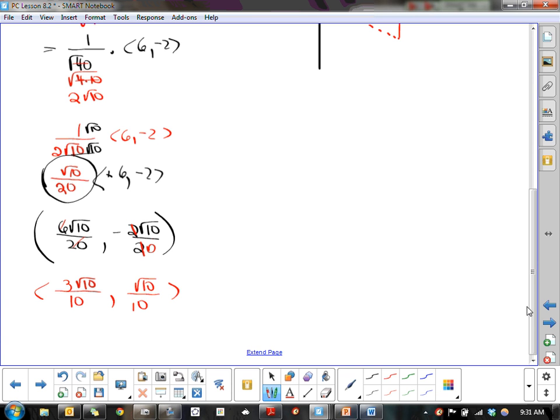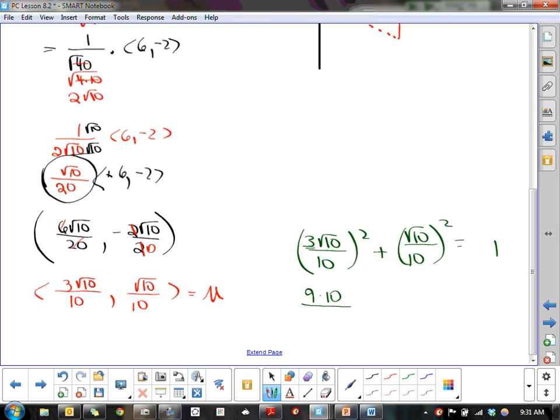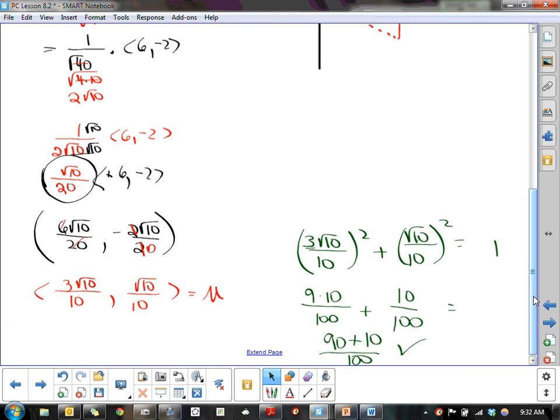Now what is this supposed to represent? A unit vector. If it's a unit vector, what should its magnitude be? So if we were to come back here and double check our work, if we take 3 times the square root of 10 all over 10, square it, add to it a square root of 10 over 10, square it, it should be a length of 1. So when we square this, 3 times 3 is 9. That's a 10 square root of 10 times square root of 10, which is 10 all over 100. Plus this is 10 all over 100. Oh my gosh, it's 1. That's 90 plus 10. Oh, yeah. Some of you understand it. It's 1. Unit vector.